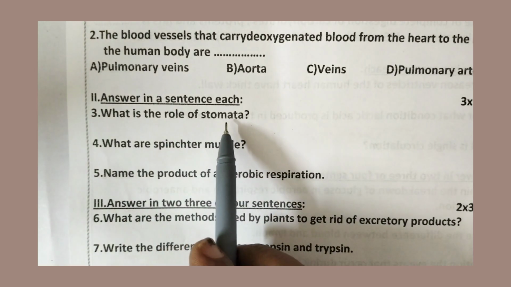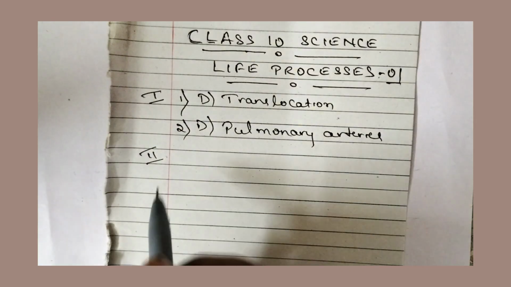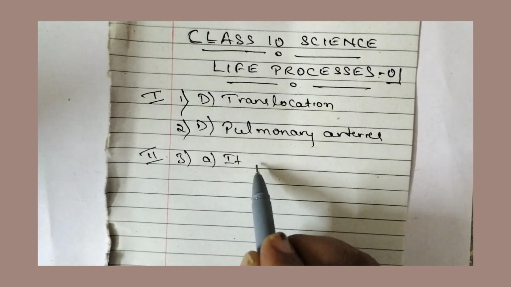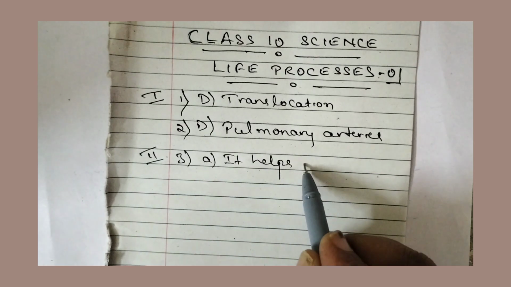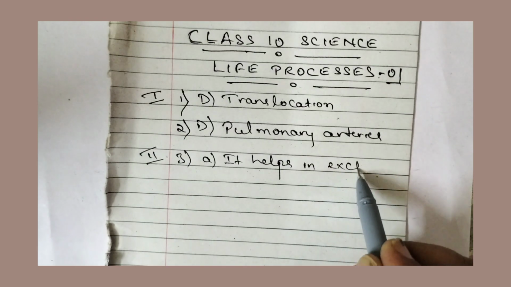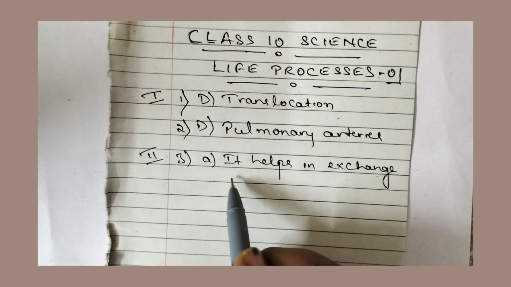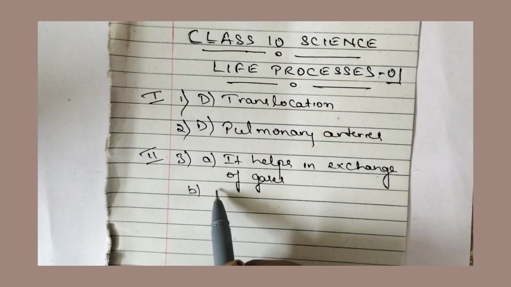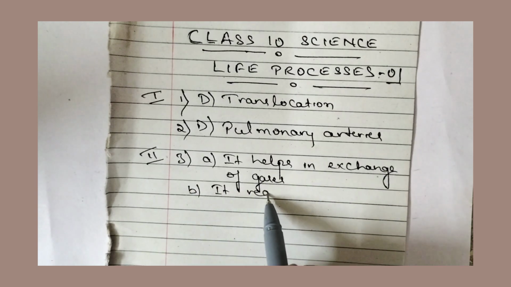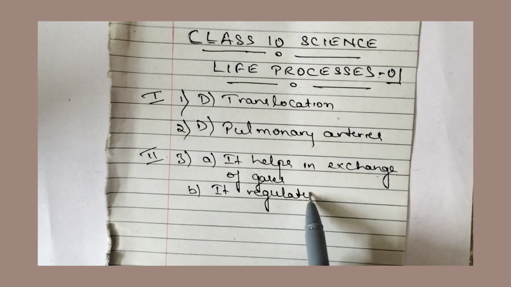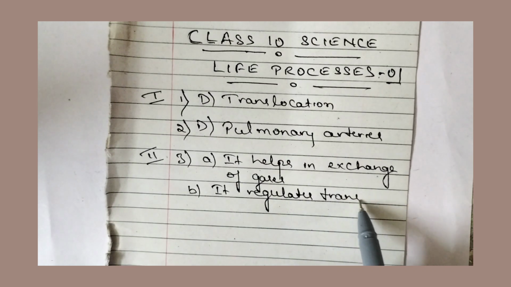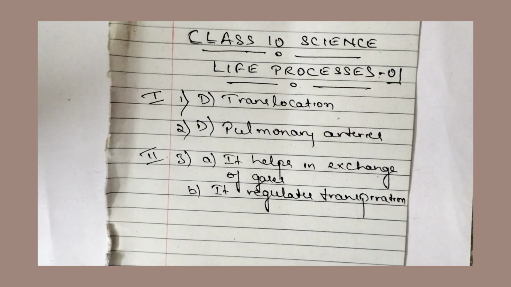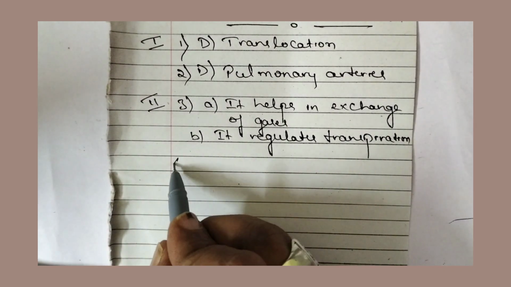What is the role of stomata? Stomata will do two things. One, it helps in the exchange of gases. Second, it regulates transpiration. It regulates transpiration.